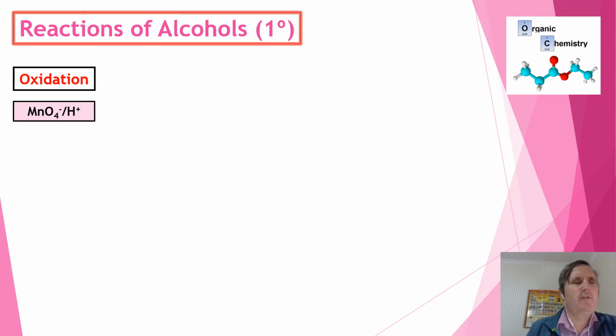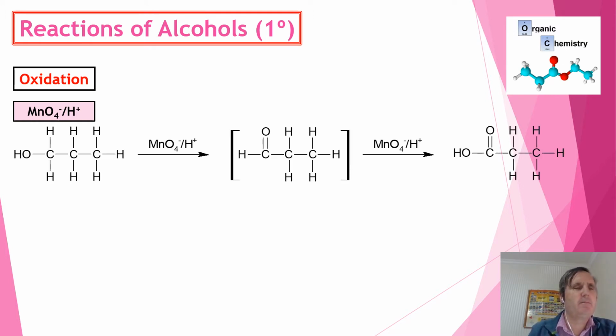Now we have two oxidation reagents we use. We use acidified permanganate, which is MnO4⁻ with H+. H+ means there's acid added to permanganate. Or we use acidified dichromate, which is Cr2O7²⁻ with H+.